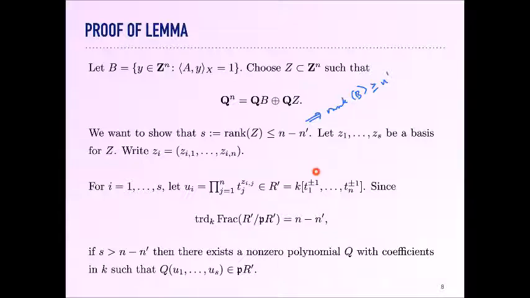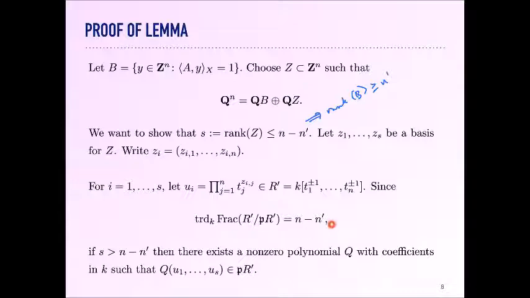This has transcendence degree n. Now P by definition has height n prime. And one of the equivalent definitions of height, if you remember from algebraic geometry, is that the height is the transcendence degree over k of the fraction field of the quotient. So the transcendence degree of the fraction field of the quotient is n minus n prime. Okay, so what does that mean?